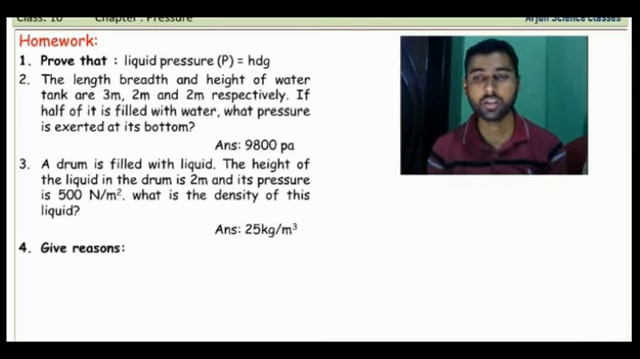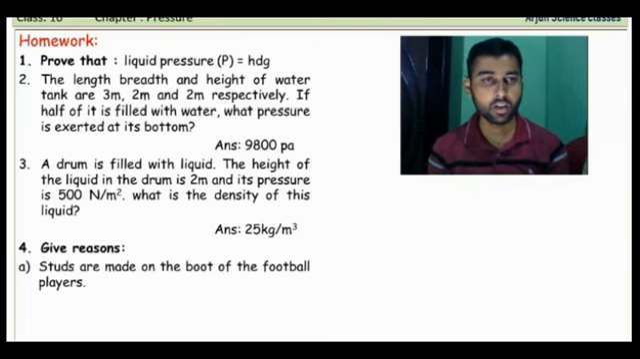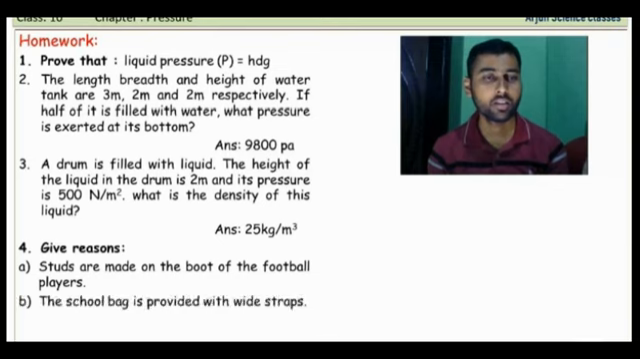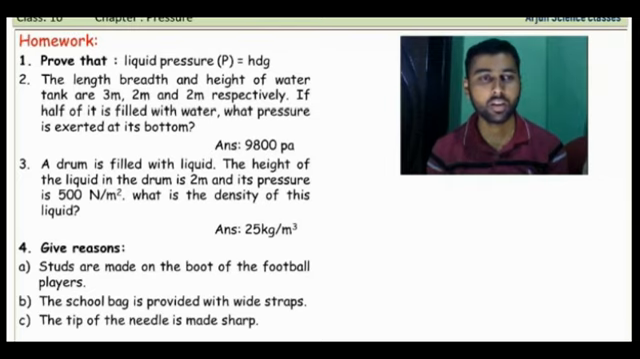Likewise, another question, give reasons. Studs are made on the boots of football players, and the school bag is provided with wide straps. And another last question, the tip of the needle is made sharp.